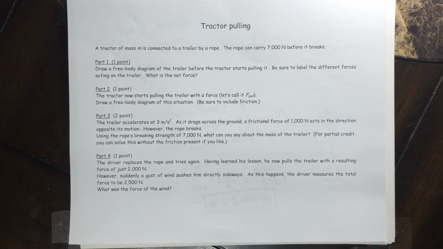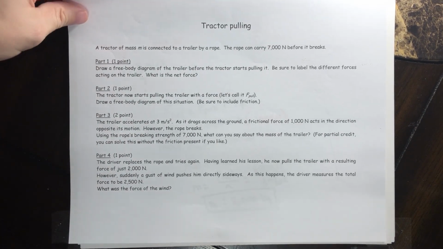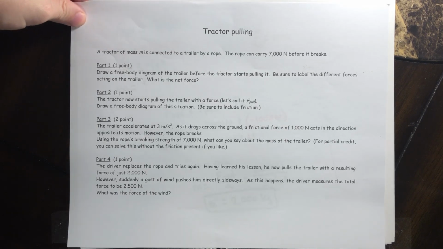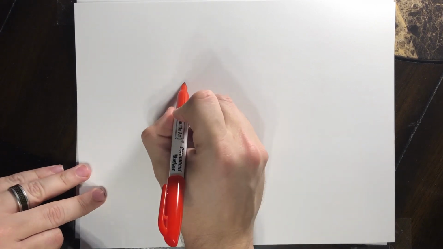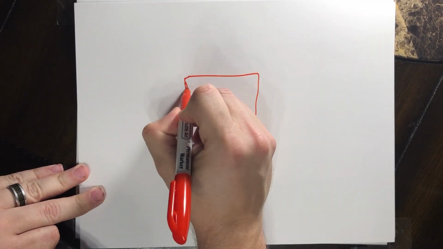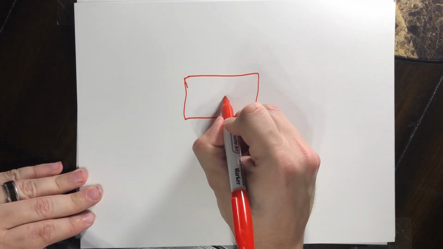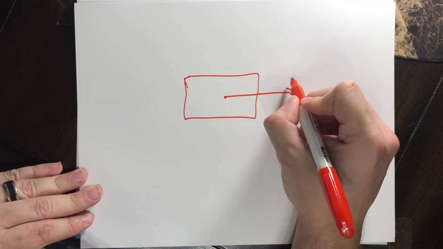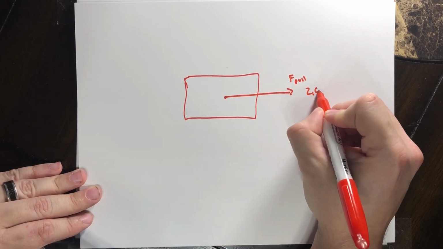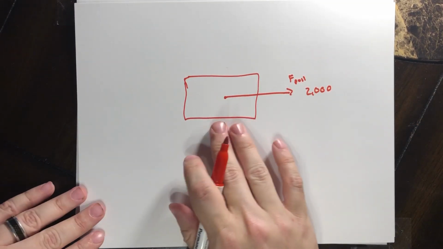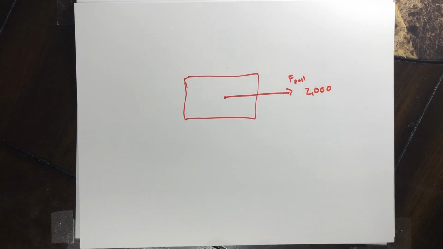Okay, so this is a little bit of vector addition here. What we need to do is draw a little box and do a force diagram for what we got. Again, this is for part 4. We have our trailer being pulled with a net force, I'll call it F pull, of 2,000 newtons. Now this is counting friction pulling back, so this is actually the total force in the x direction.